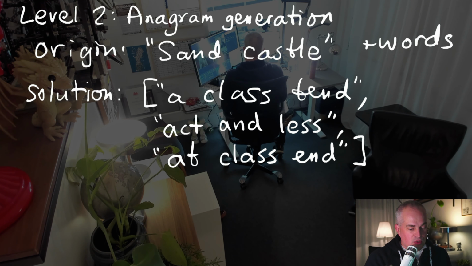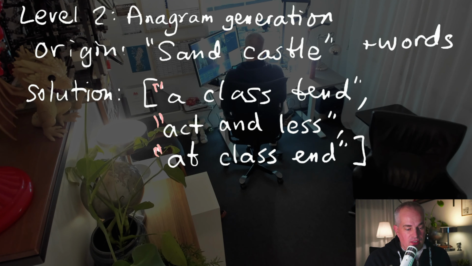In this case, which is also the first and static test case, so that's good for debugging, you will always get sandcastle, whereas the other test cases are randomized. And here, the correct solution would be this that we see here. It's first a class tend, then we have act and less, and then at class end. So as a user, you should return that as a list of strings. And in each string, you find the anagram. And the anagram consists of one or typically more words like this, which are valid anagrams like we just explained in level 1. So we rearrange the letters.